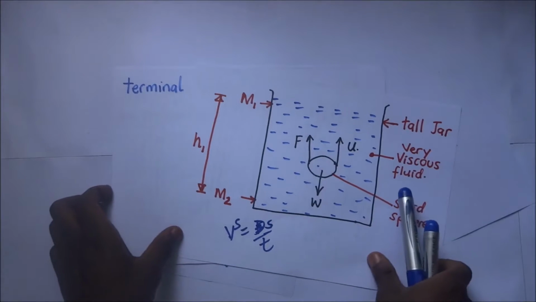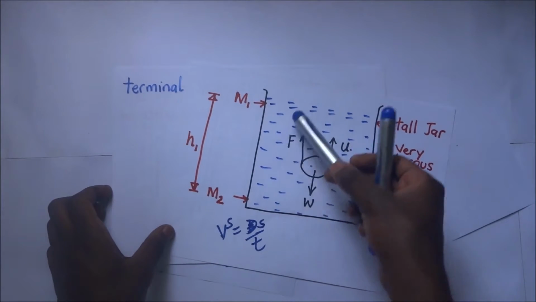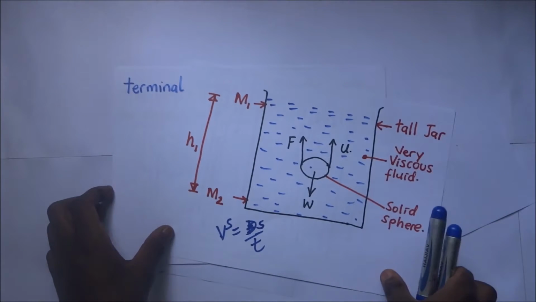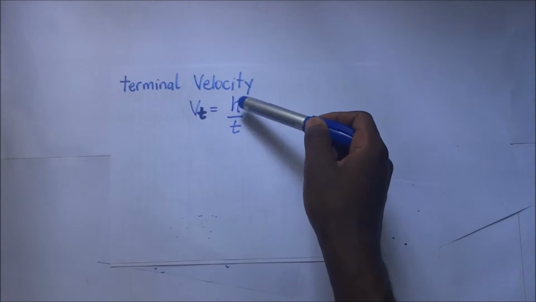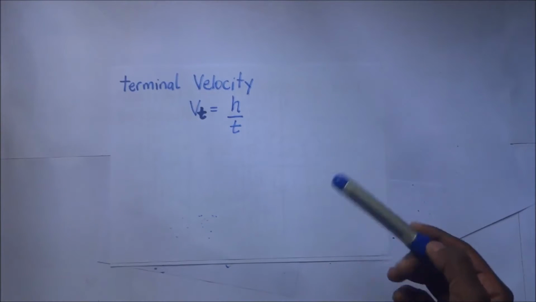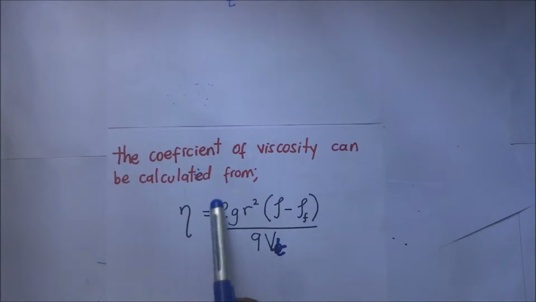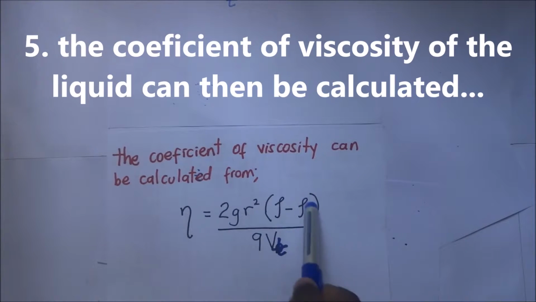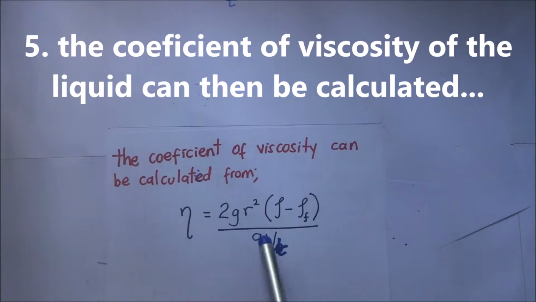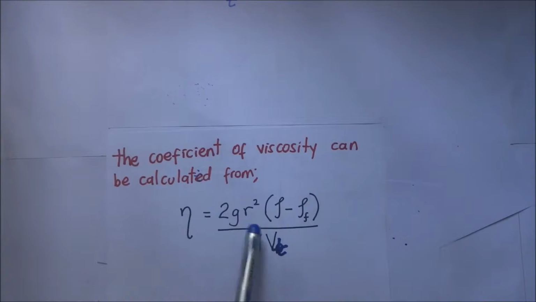So after doing that, you can go ahead and find the coefficient of viscosity of this fluid. How? Now that we have our terminal velocity Vt given as h over t, we can go ahead and calculate the coefficient of viscosity using this expression. This is the coefficient of viscosity of the viscous liquid that we are dealing with, and we derived this expression in our previous session. So that is how we can find the coefficient of viscosity.